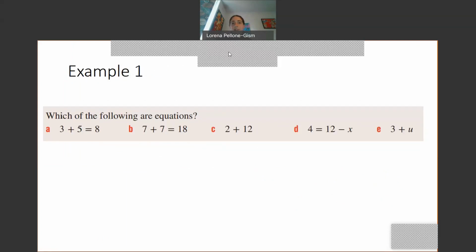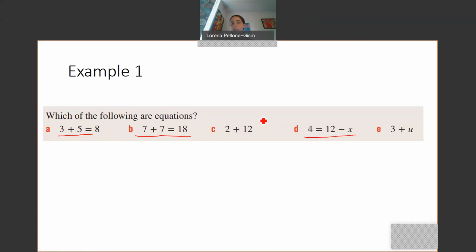So we're going to do some examples here. Which of the following are equations? And basically for that, all you're looking for is two expressions and an equal sign between. So we've got the equal sign in this example, this one and this one, making those three equations, and the other ones, expressions.